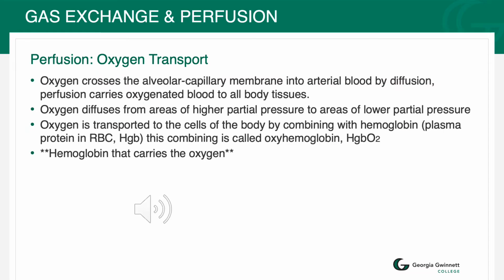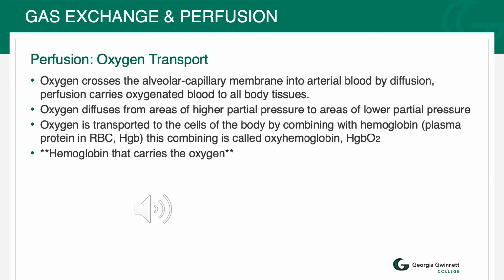So perfusion is what transports the oxygen throughout the body. It's the cardiovascular system, another concept that you'll learn more about. But the oxygen, again, comes in from the atmosphere, gets to that alveolar capillary membrane, and gets into the arterial system. But it's perfusion that carries that oxygenated blood to all your body tissues, to your organs, so that it can be used to help maintain life. So perfusion, the heart pumping all the oxygenated blood down through to the tissues.